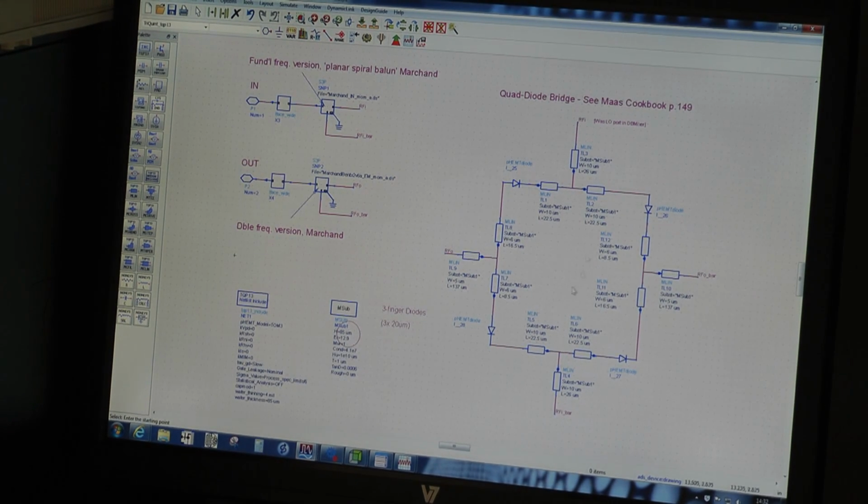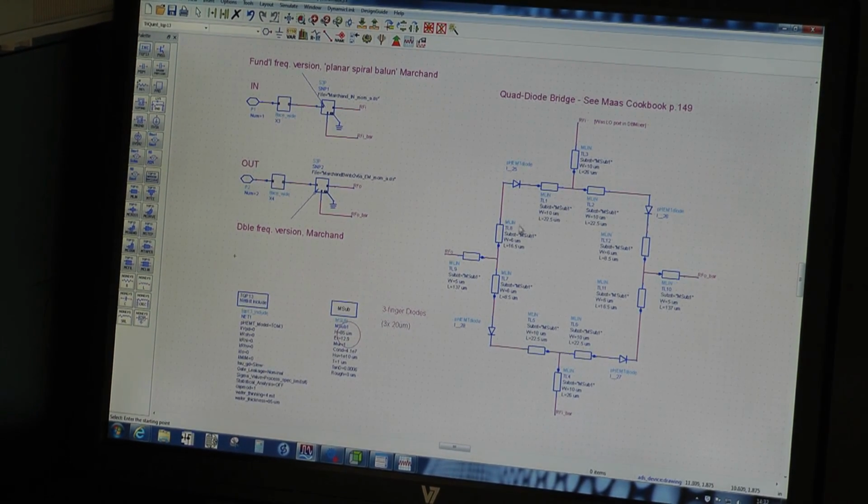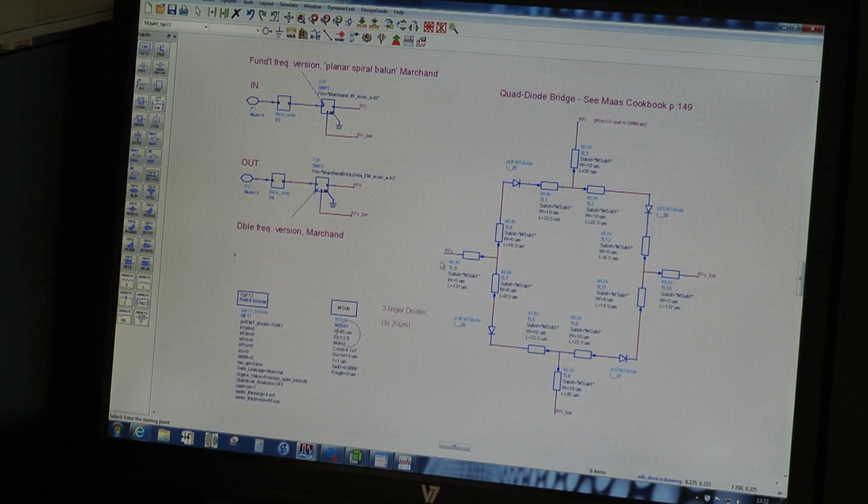So I say, if you leave this as a quad diode ring and try and simulate it as a multiplier, it won't work at all. But get the bridge the right way around, half a ring defined from the RF output port, and then you can get some great results.